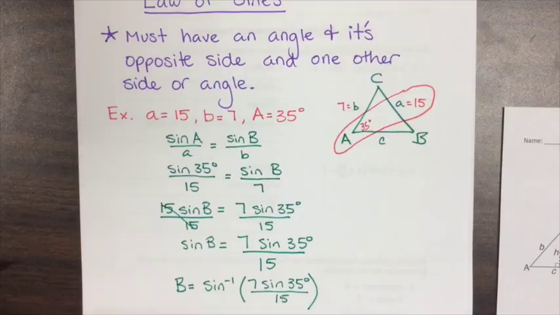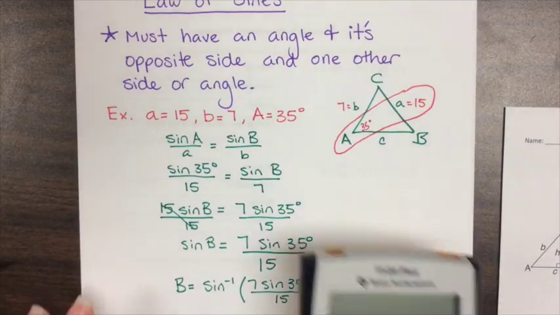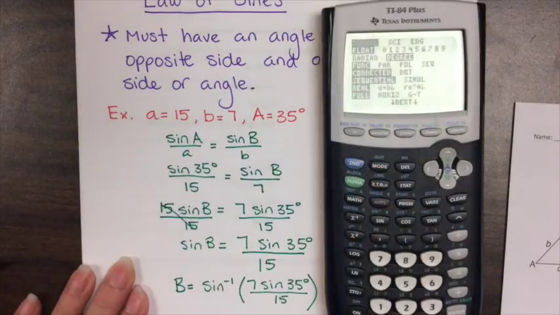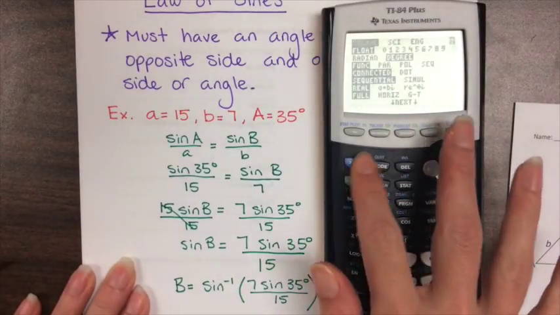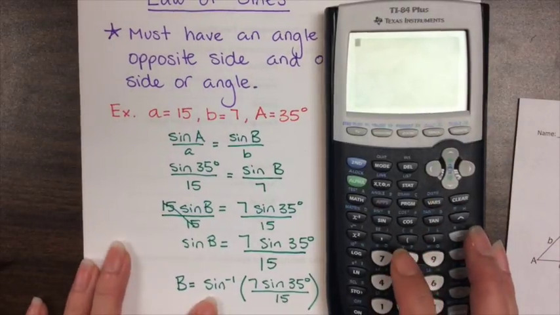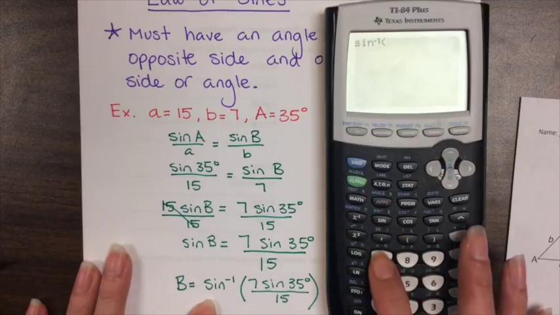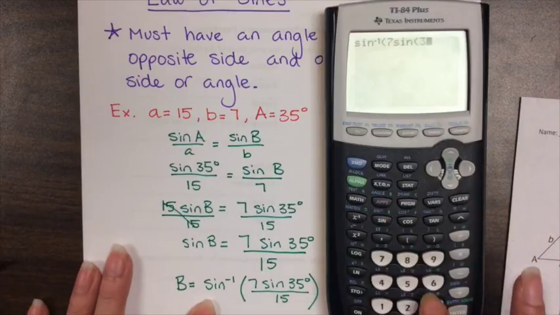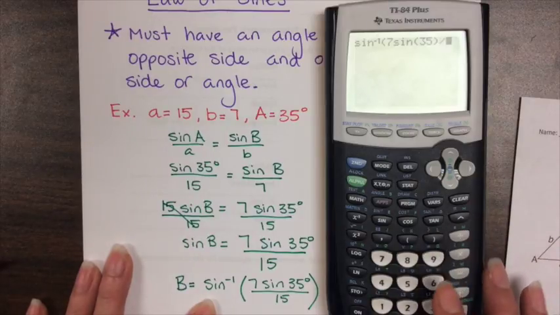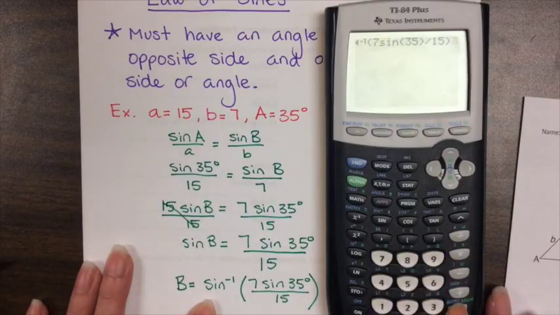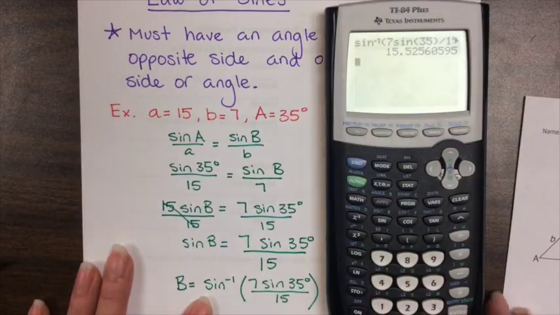So I'm going to pause a minute and go grab a calculator. Okay, I'm back. So in our calculator, we are going to, first of all, make sure you're in degree mode, and we are. And then we are going to hit second sine. That's going to give us our inverse. We'll put in 7 sine of 35. Make sure you close that parenthesis, and then divide by 15, and then close the inverse parenthesis and hit enter. And that's going to give you how much angle B is equal to.